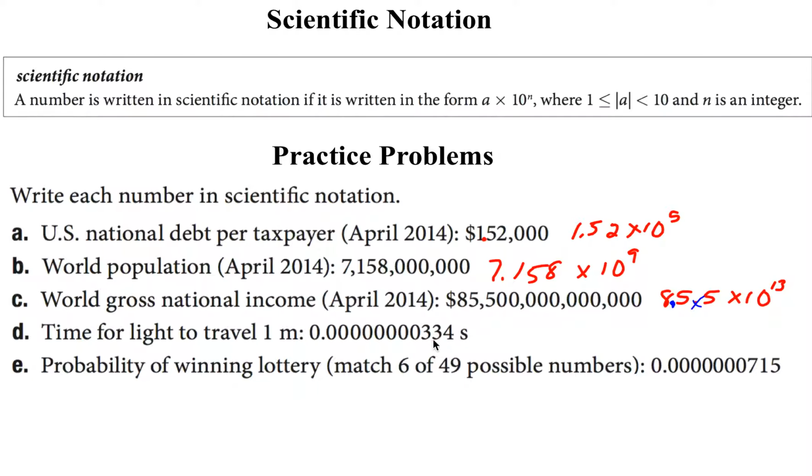And letter D, we're going to put our decimal point right between the two 3's actually, right here, 3.34. That's the number that will be between 1 and 10. That tells us we've moved our decimal place 1, 2, 3, 4, 5, 6, 7, 8, 9 places. And because this number is less than 1, it's 10 to the negative 9. Last problem, the decimal point will go between the 7 and the 1. So we get 7.15 times 10 to the minus 8.